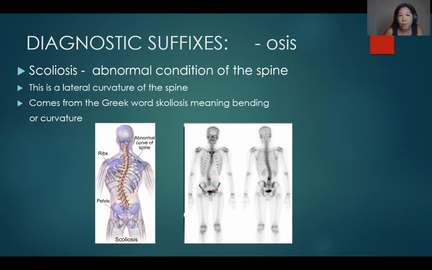And sometimes when we do our bone scans, if the patient has severe scoliosis, we can actually see evidence of that on the bone scan.